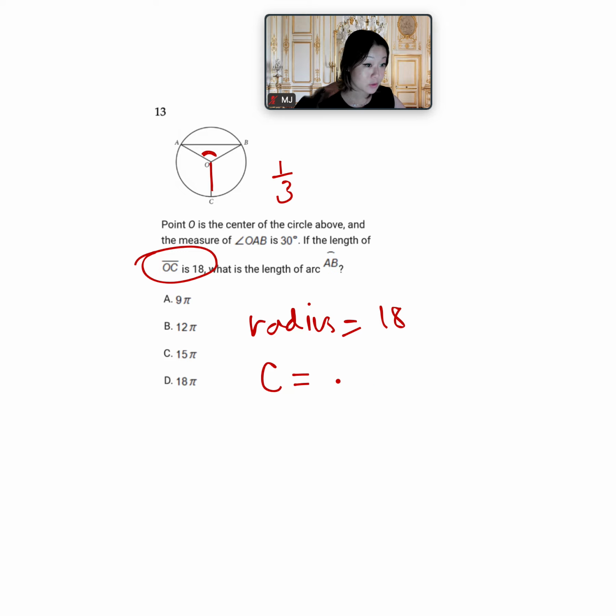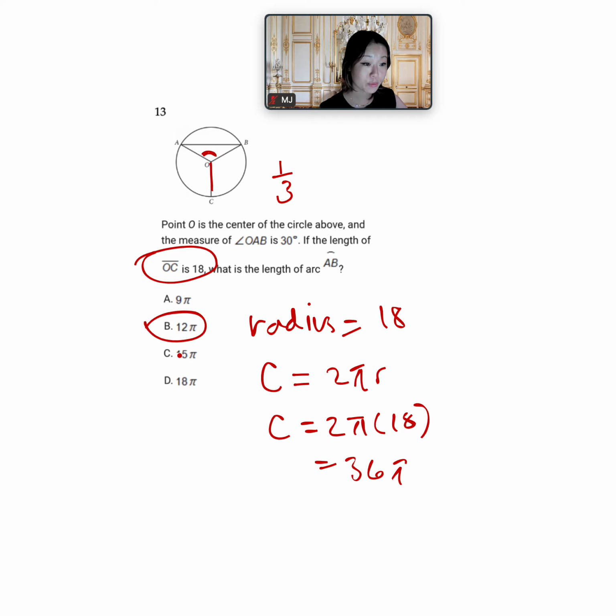And the circumference of a circle is 2 pi r. So because we know the radius is 18, we know that the circumference is 2 pi times 18, which is just going to be 36 pi. So if we know that 1/3 of the pizza is getting cut out, then of course we'll be taking 1/3 of that circumference, making the answer B.